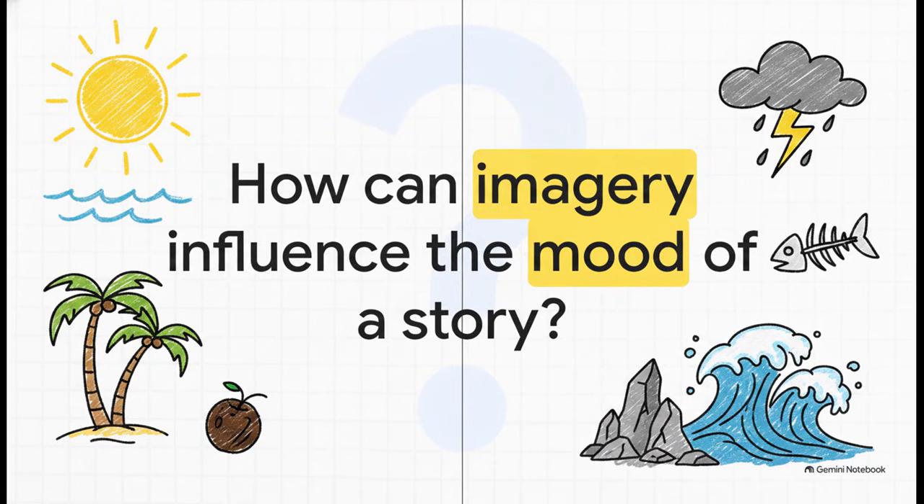So I want to challenge you to think critically here. How can imagery influence the mood of a story? And remember, the mood is the emotional atmosphere. It's how the story makes you feel as the reader. Let's say an author describes a sunny beach, warm sand, the sweet smell of coconut oil. You feel relaxed, right? Pretty peaceful. But what if they describe that exact same beach, but this time they focus on jagged gray rocks, violently crashing waves, and the rotting smell of dead fish? Your emotional response flips completely. Those sensory details are actively controlling your emotions.